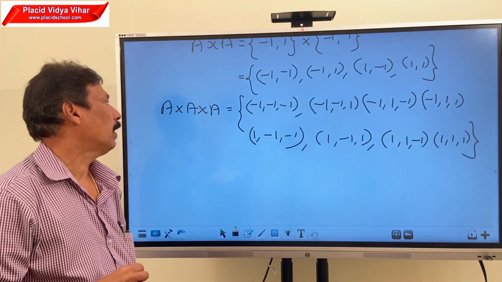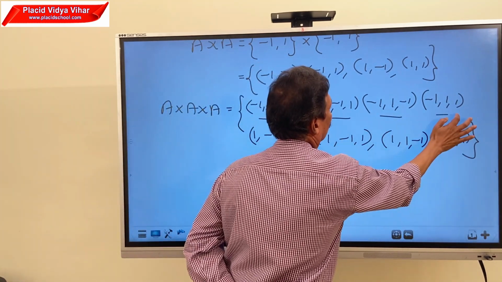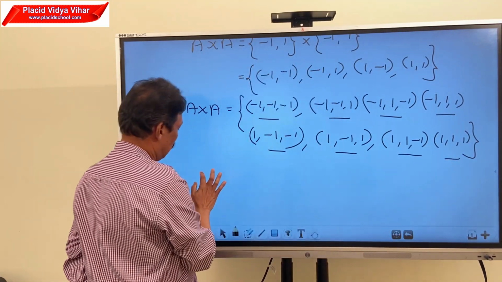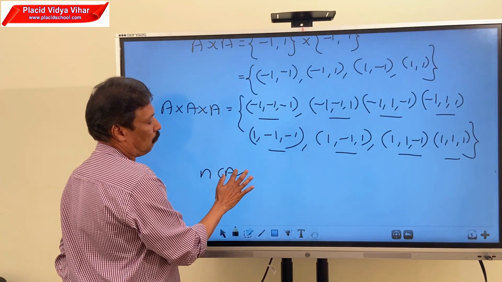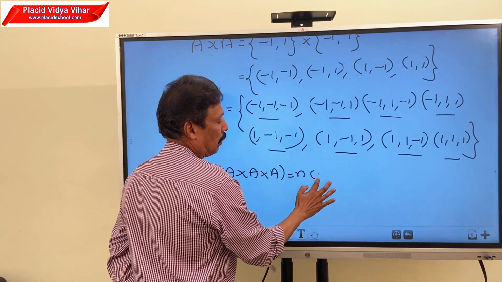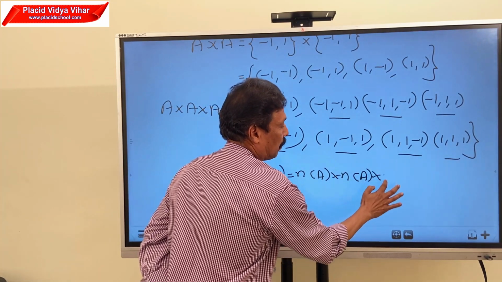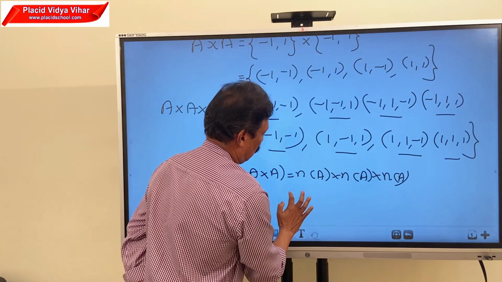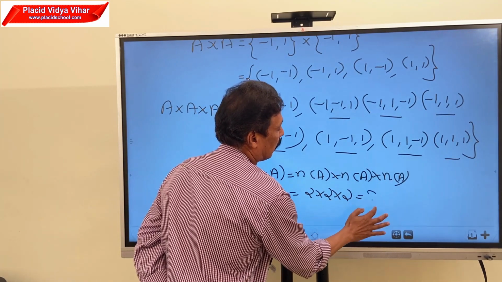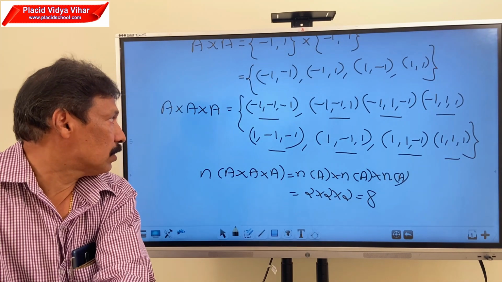The number of elements in A cross A is equal to the number of elements in A into the number of elements in A, that is 2 into 2. We can find A cross A this way, and there are 4 elements.